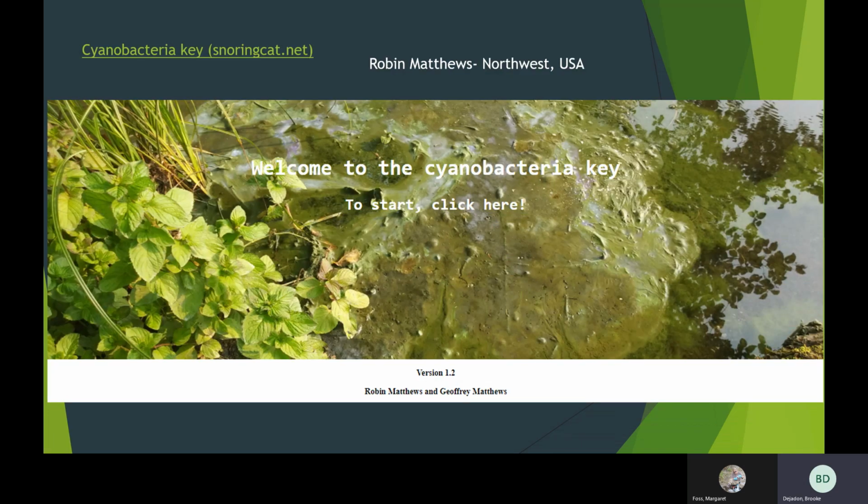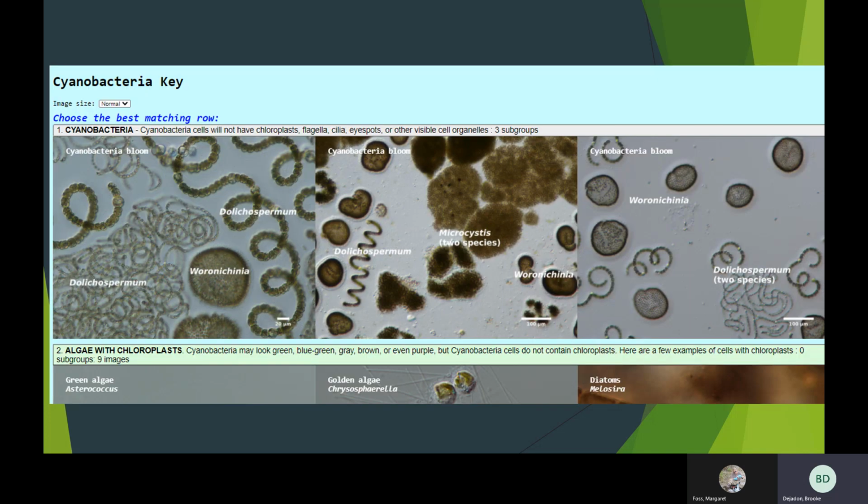A really great one that I referenced, but it's Northwest, is Robin Matthews' key. And it's great because it's all image-based and it kind of guides you through what you might be seeing. She has this broken into categories. Choose the best matching row. The cyanobacteria cells will not have chloroplasts, flagella, cilia, eye spots. They'll give examples, and you can click on the images and see, does it look more like that or more like that, so that you can skip the difficult taxonomic references here.